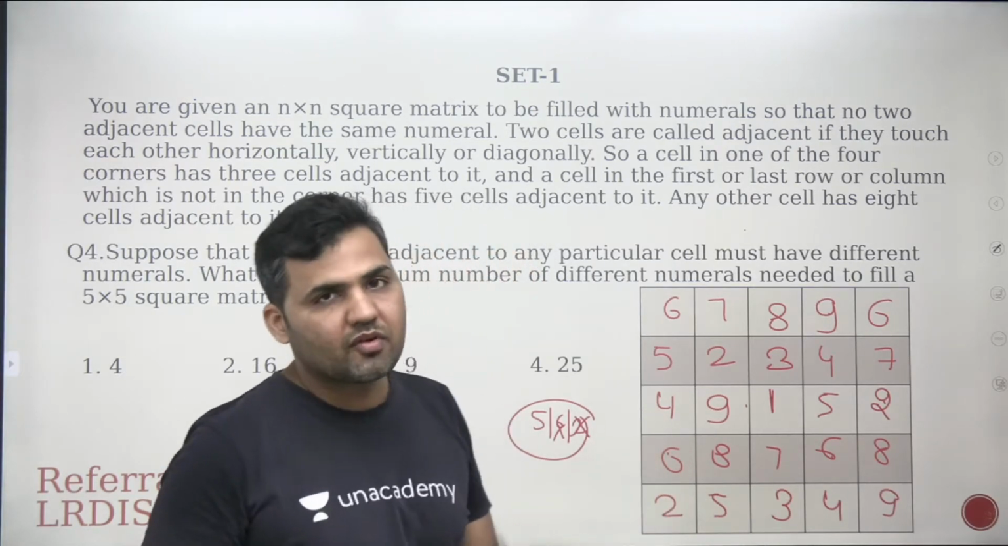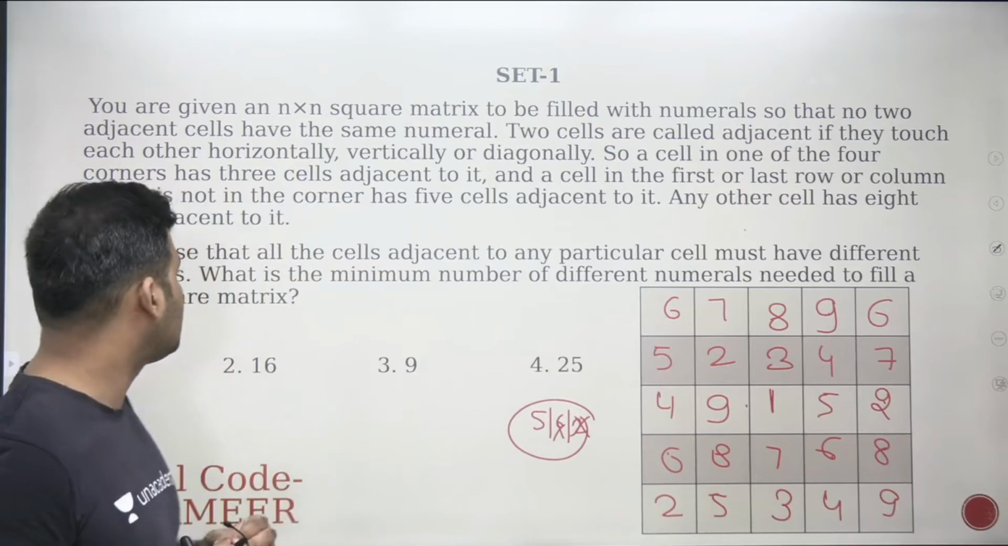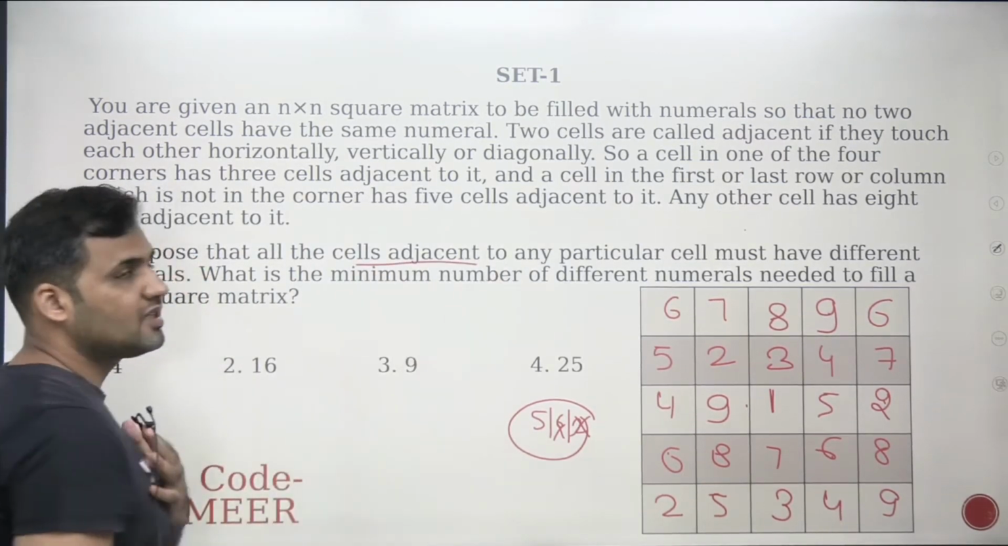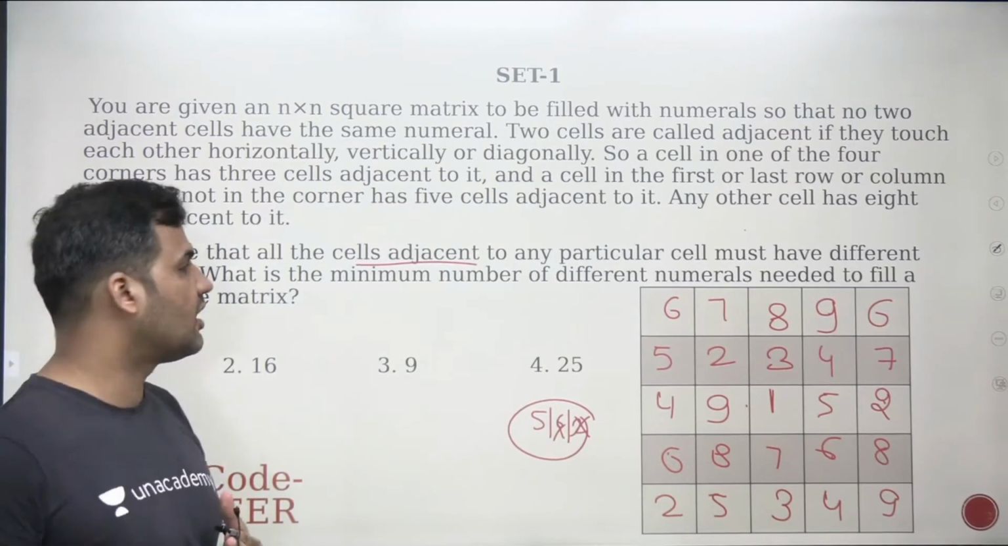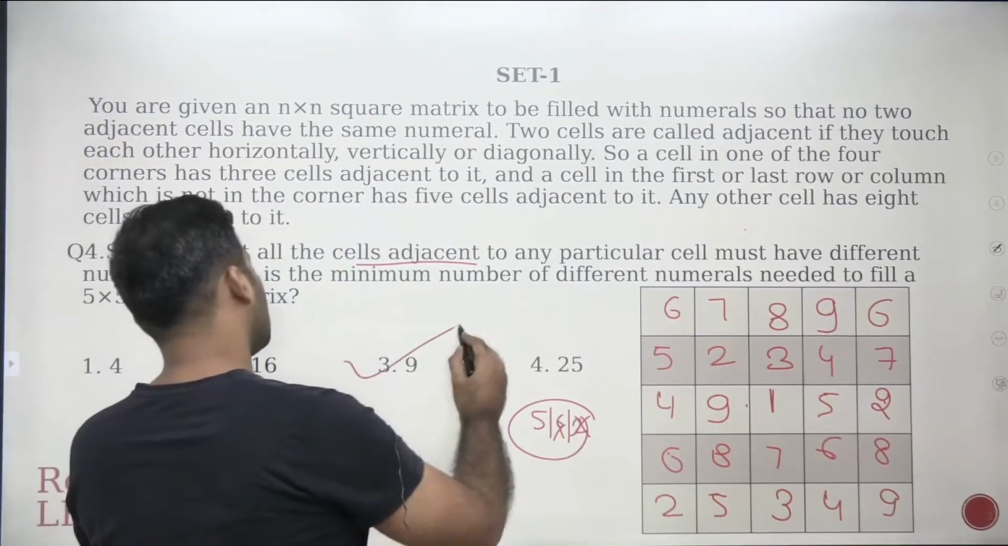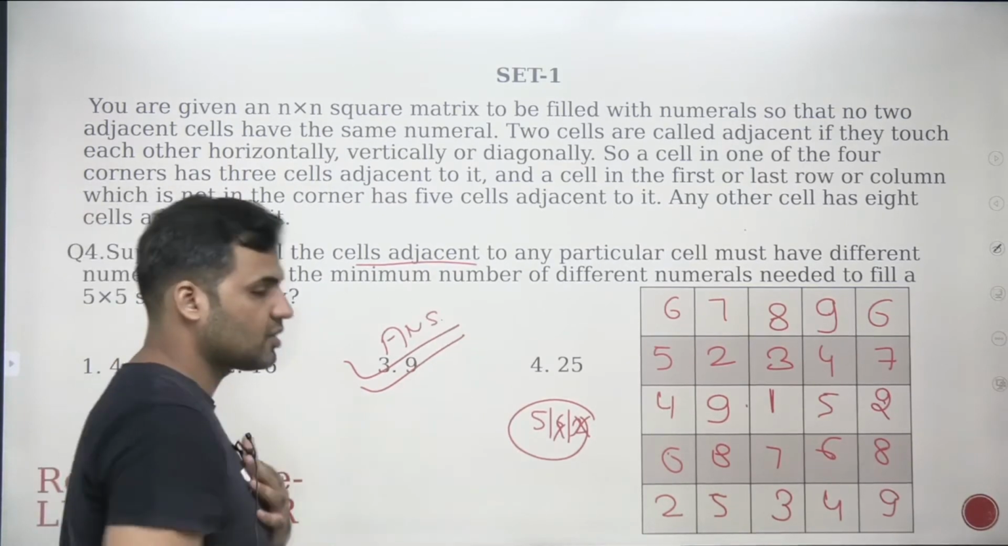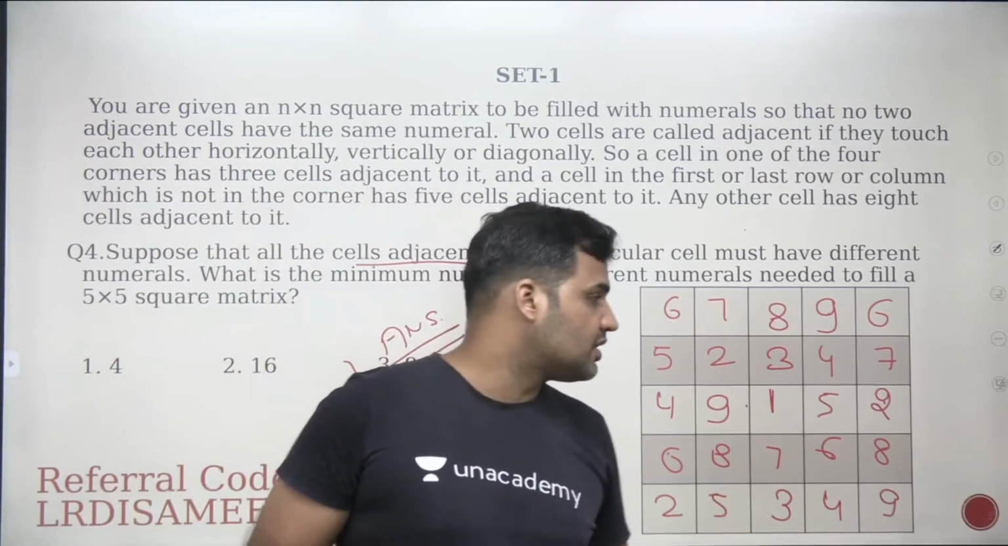So the minimum number of numerals that are required to fill a 5 into 5 square matrix with the condition that adjacent cells will have different numbers. The minimum number required is 9. So 9 is the answer to the question. That's it. So this is our question number 4.